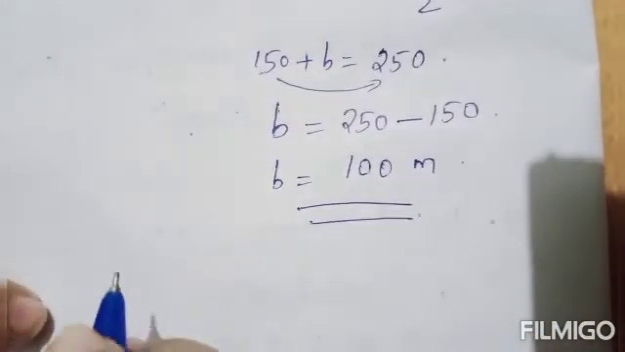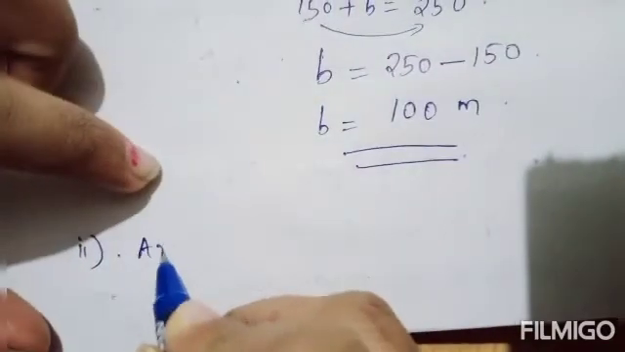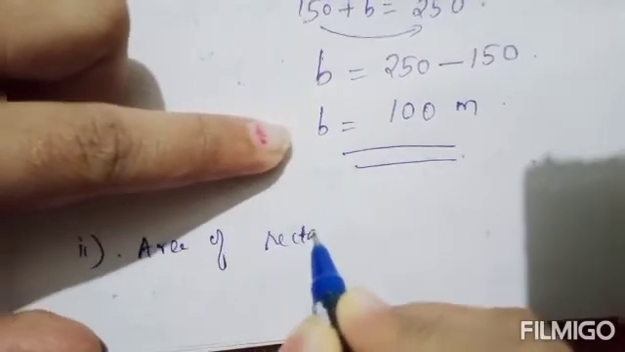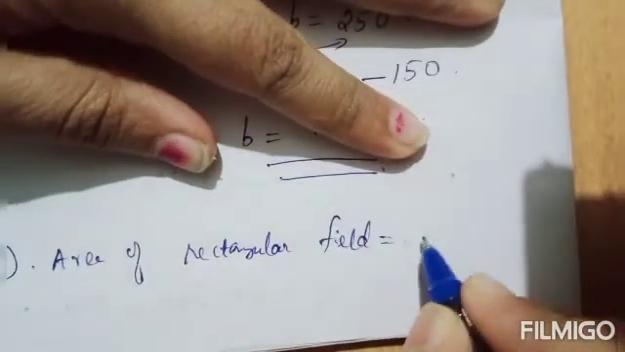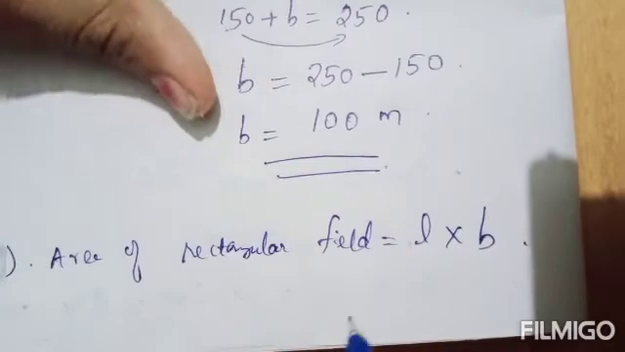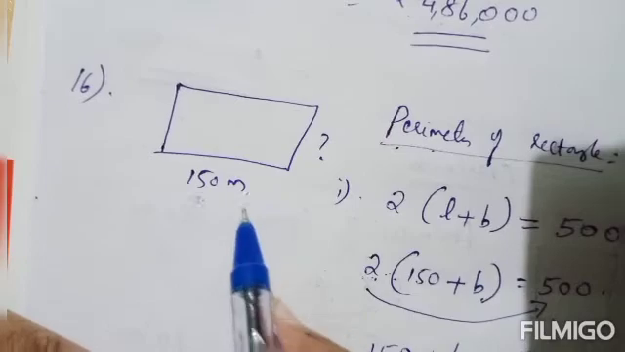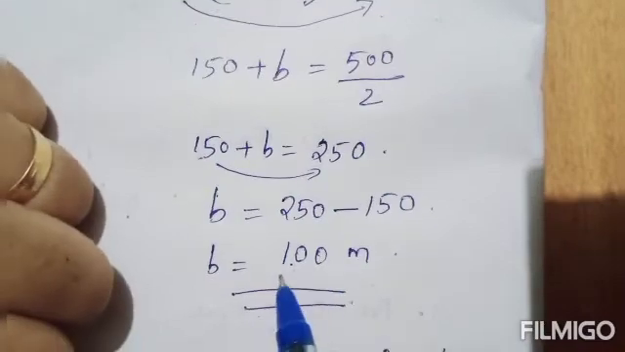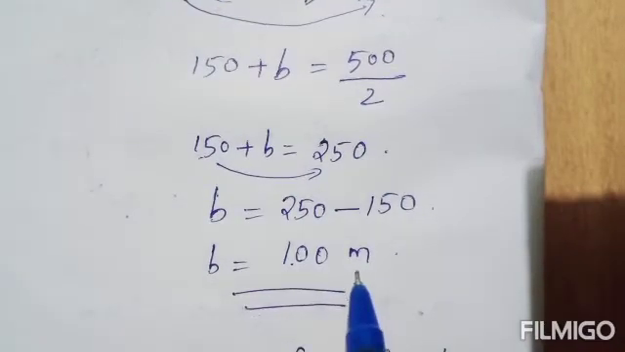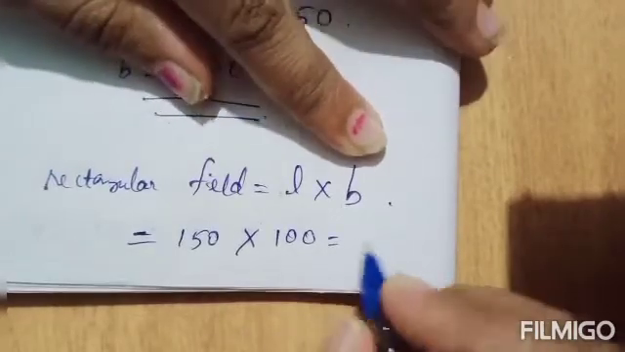Okay, this is the first question. Now secondly you need to find its area. So the area of the rectangular field, the formula is length into breadth. Okay, now the length is given as 150 meter. So L equal to 150, into the breadth we found, 100 meter. From the first question we got breadth equal to 100 meter. So we can substitute 150 into 100. So what will you get?